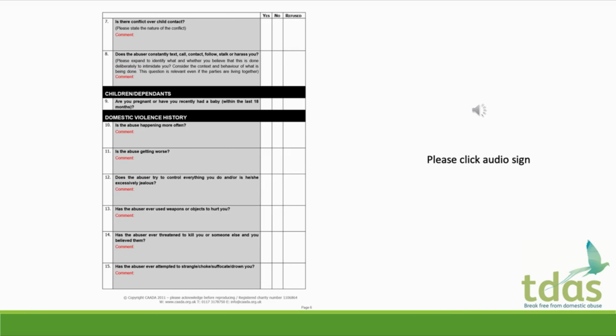If separated, an abuser may use contact with the child to continue abuse. If the victim is pregnant, note in the comments when the child is due, as this needs to be factored into safety planning.